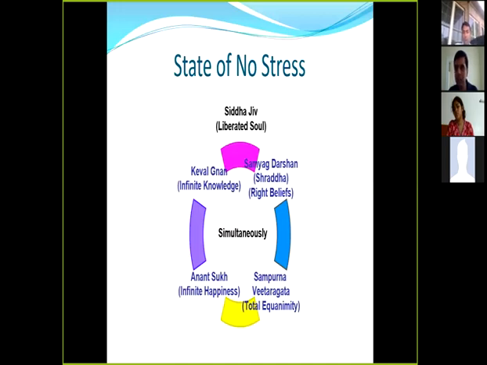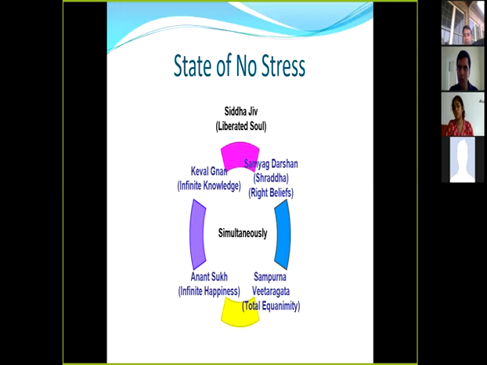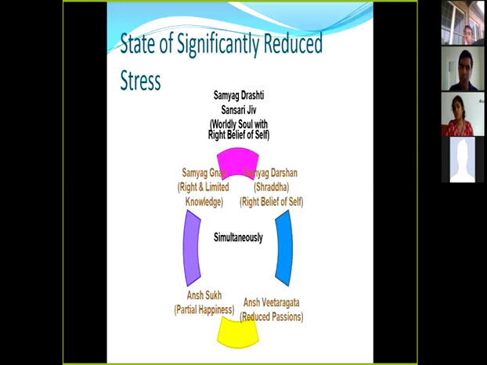It can't happen. Water doesn't go from a state of ice to a state of steam. It goes through its progressive stages. Just like that, in the matter of stress, we are also going to go through progressive stages, and there are different stages I'd like to define. One is a state of extreme stress that we are in currently. The second is another extreme, a state of complete no stress, which is Siddha Bhagwan. Again, that's an advanced stage of spirituality. Then there is in between, the first milestone in spirituality, which is the state of Samyak Darshan.